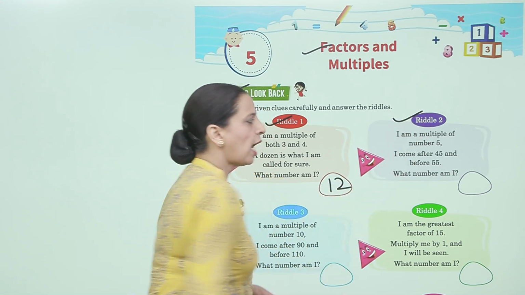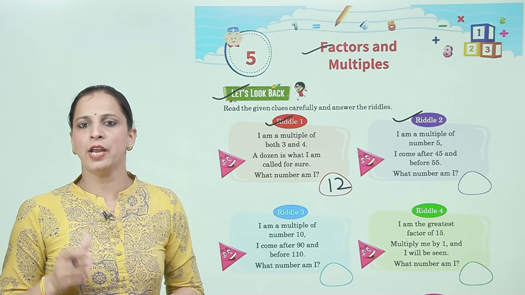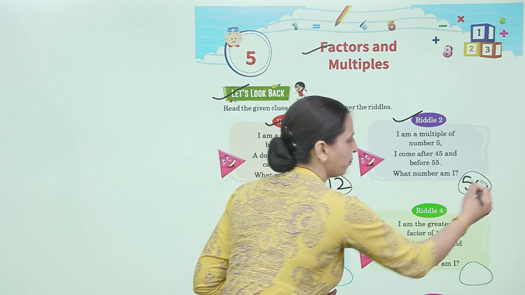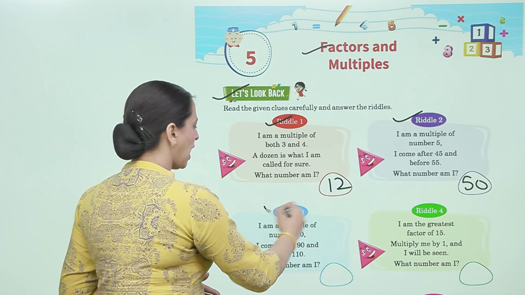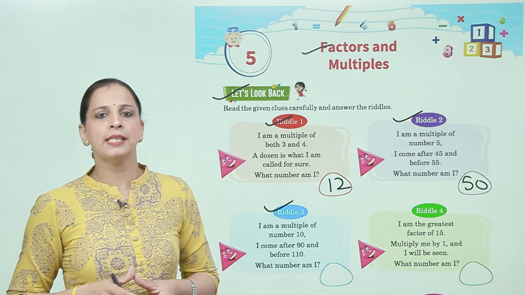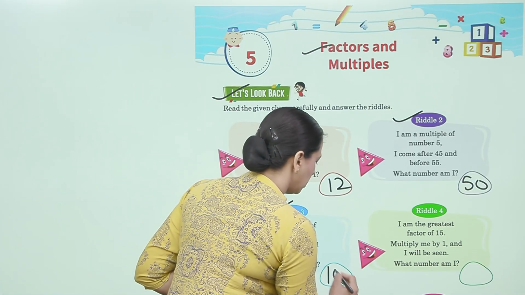Now, riddle 2. I am a multiple of number 5. I come after 45 and before 55. What number am I? That is 50. Next, riddle 3. I am a multiple of number 10. I come after 90 and before 110. What number am I? That is 100.